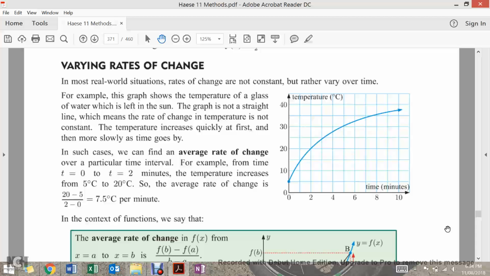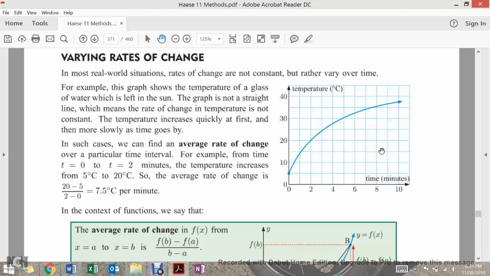Well, this is the real world, and you don't always get Christmas off in the real world, and you don't always get straight lines in the real world. In most real world situations, you're going to get a graph like this, where it's got a curve to it. So, how do we get the rates of change for a graph that's constantly changing? Well, before we get into the real nitty-gritty stuff, we're going to show you an approximation method.